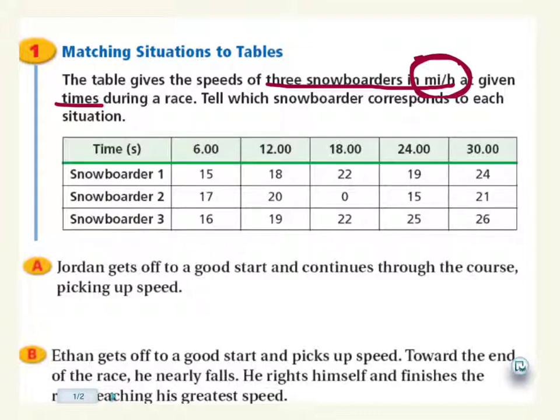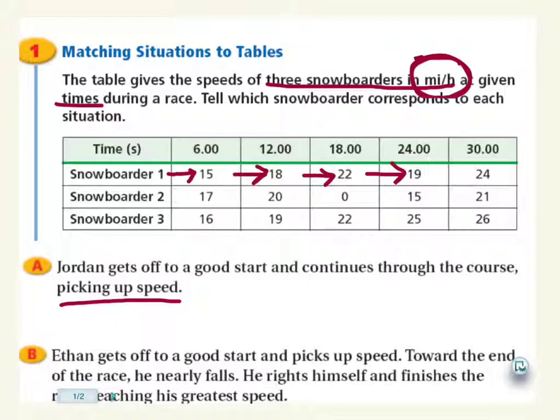It says Jordan gets off to a good start and continues through the course, picking up speed. So it looks like he is going to be increasing the entire time. So let's look through it. Here we start off at 15. So if snowboarder 1 is Jordan, we'll try to figure that out. He starts off at 15. He increases speed. He increases more, but he doesn't gain speed right there. So we can't say that Jordan is snowboarder 1.